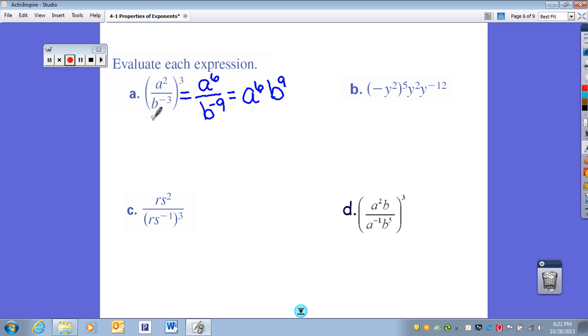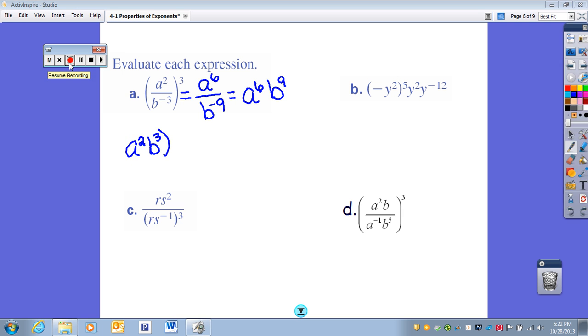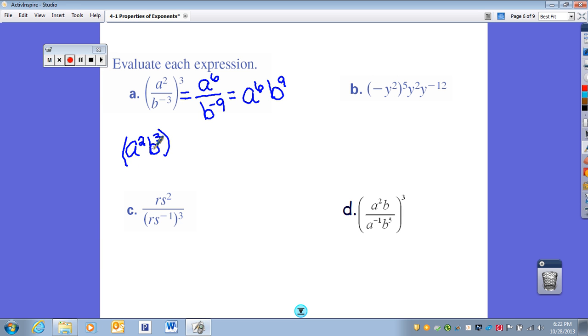Another way to work out that problem would be to take care of what's inside the parentheses first, a to the 2nd, and then we're going to move the b to the numerator right away, which is b to the 3rd, and then we would raise that to the 3rd power. So we would come up with the same answer of a to the 6th and b to the 9th.